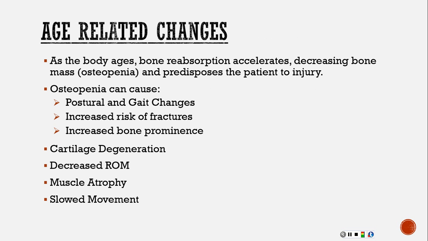We've talked about this a little bit, but some of the age-related changes you'll see. As the bone ages, bone reabsorption accelerates, decreasing bone mass. This is known as osteopenia, and it predisposes the patient to injury. Osteopenia can lead to postural and gait changes, increased risk of fracture, and increased bone prominence. You'll also see cartilage degeneration, decreased range of motion, muscle atrophy, and bradykinesia, or slowed movement.